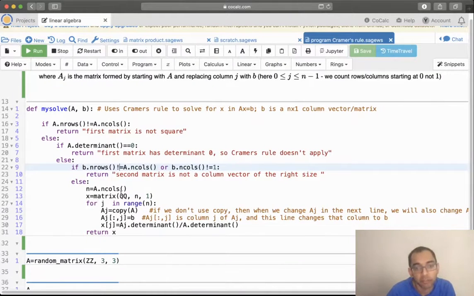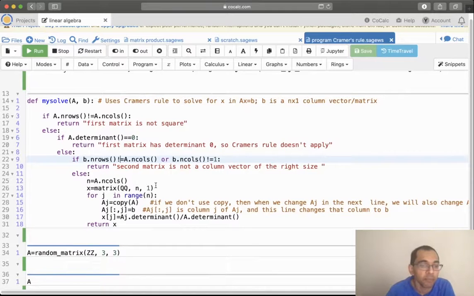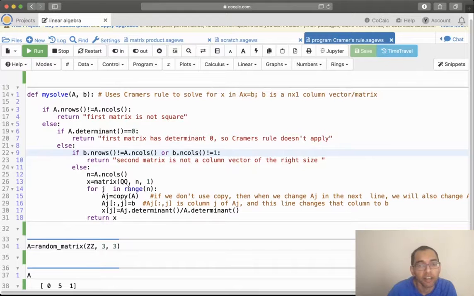So let n be the number of columns of A. Let x be an n by 1 matrix that's going to contain our answer eventually. And I chose entries in the rational numbers. Okay, so then the main loop is for j in range n. Remember, range n is the integers starting at 0 and ending at n minus 1.